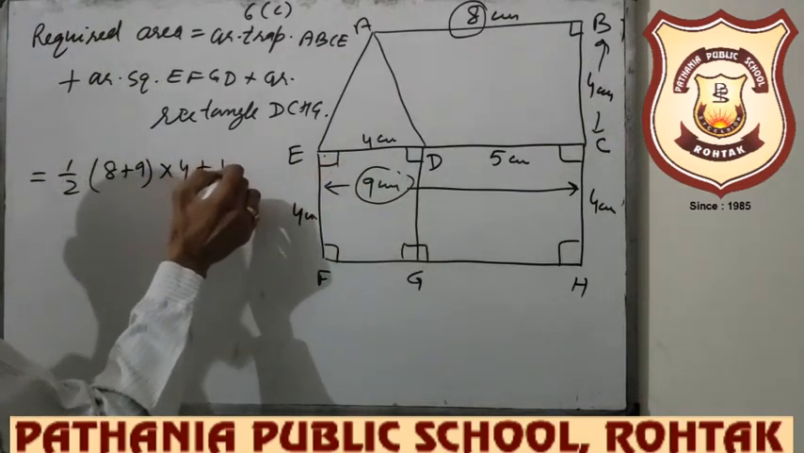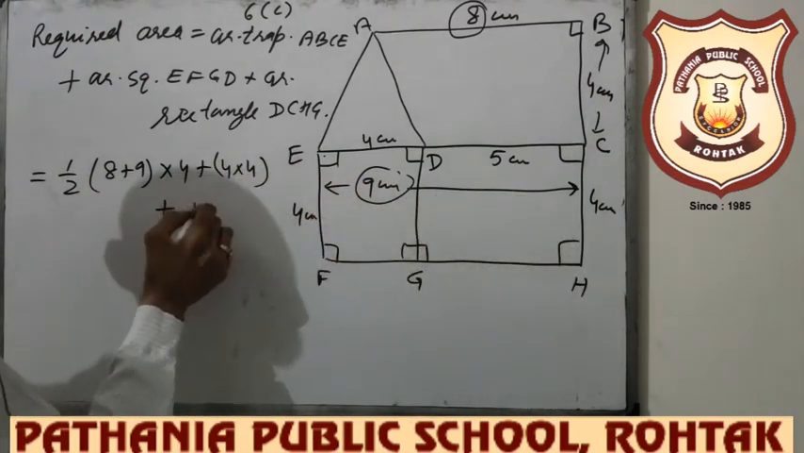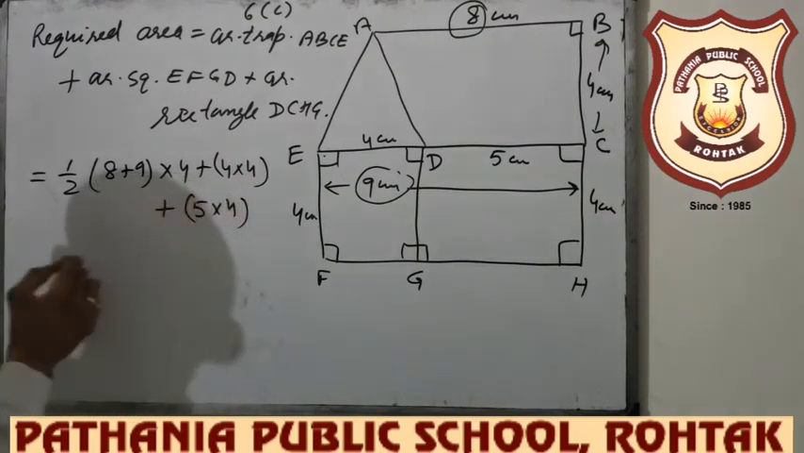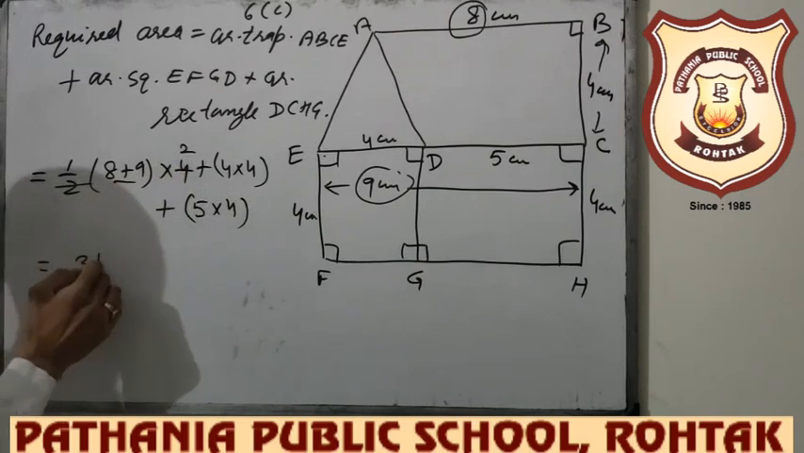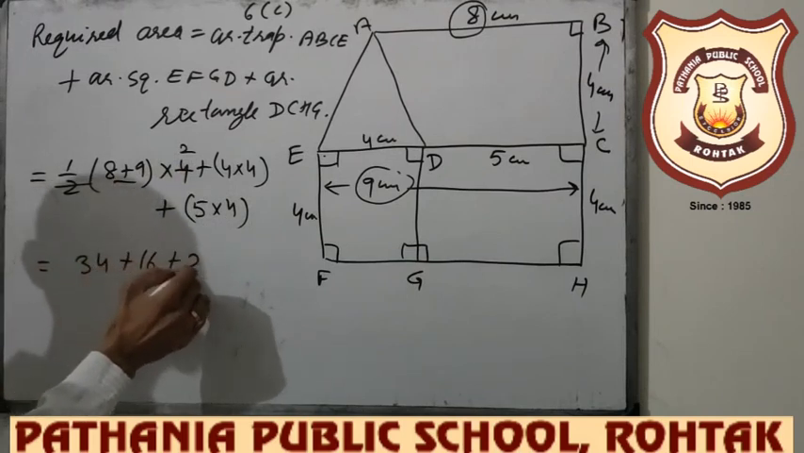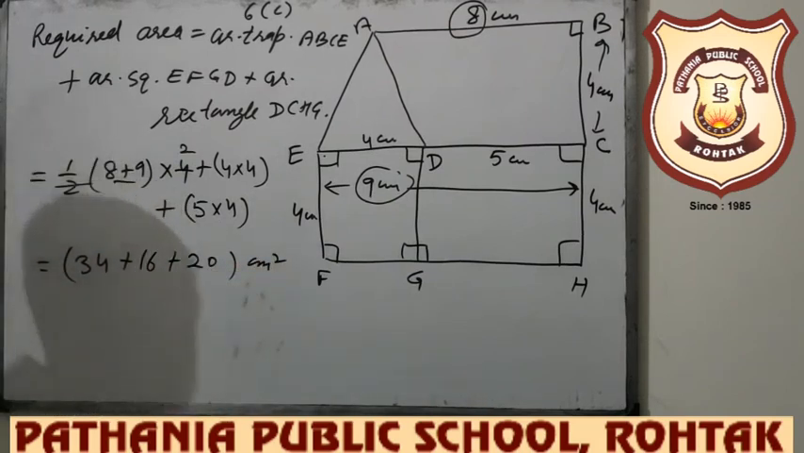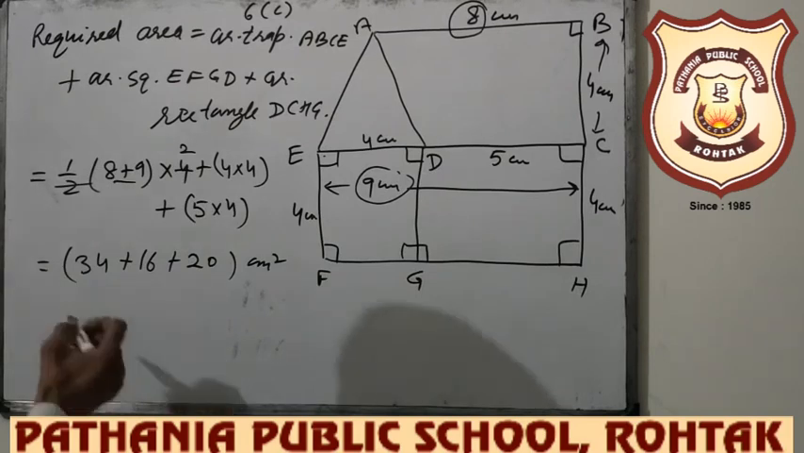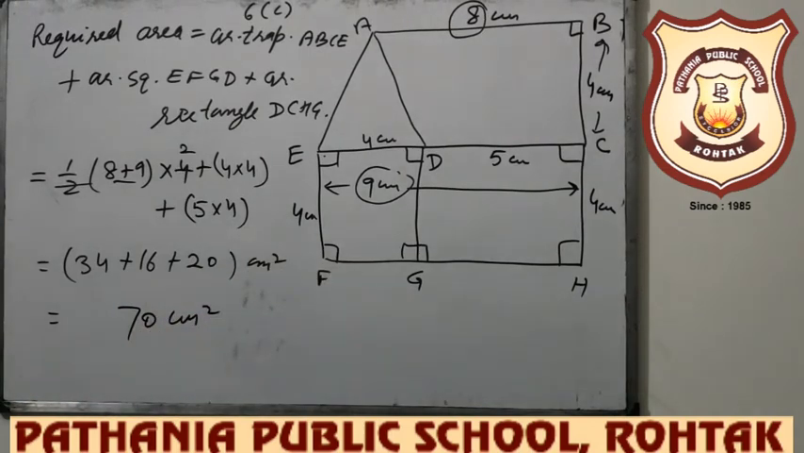This square 4 into 4 plus area of this rectangle 5 into 4. This is the answer. What is the answer? Half of 4 is 2, 2 into 17 is 34, plus 16 plus 20. This much centimeter square. And 34 plus 16 plus 20 is what? It is 70. In this way, other parts also of question number 6 you can try.